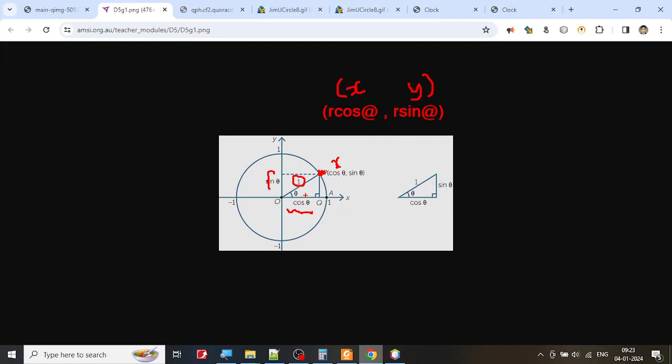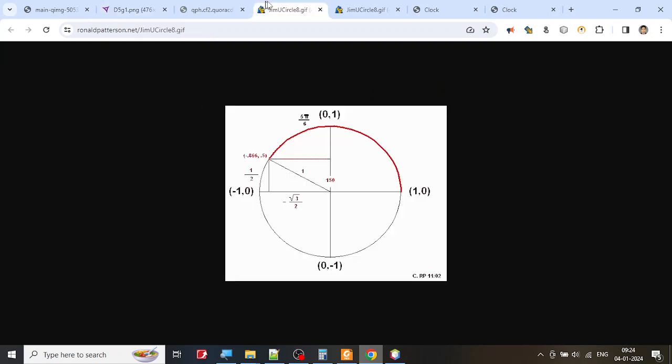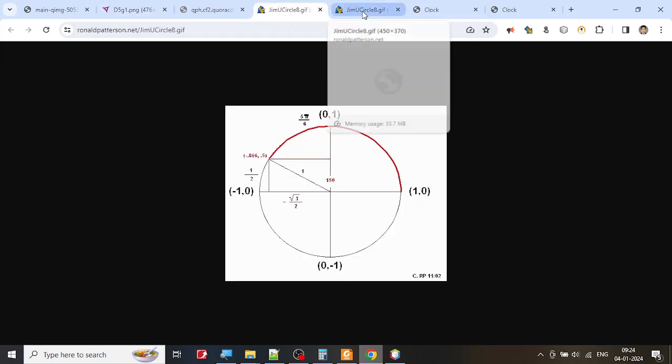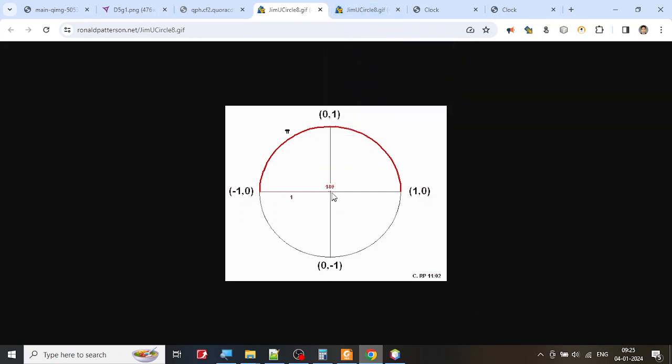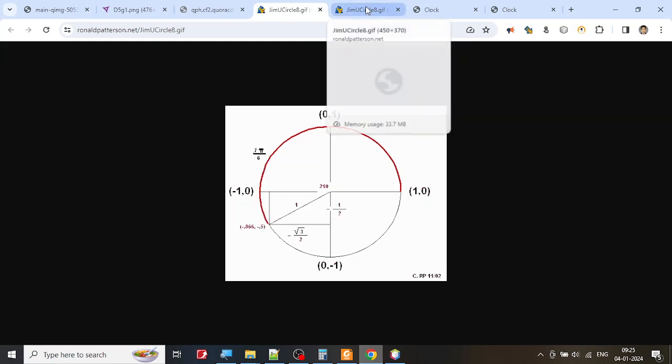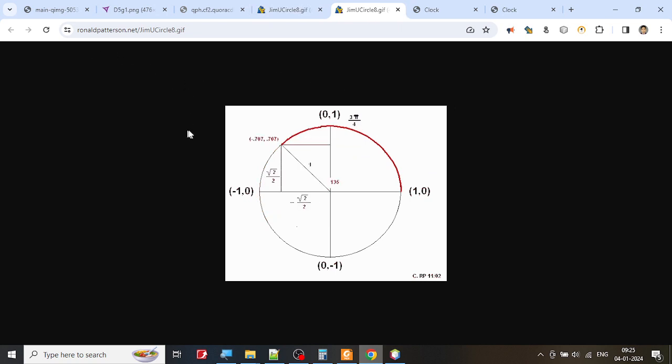So as this theta value changes, the value of x and y changes. For example, let me show it from here. This is a GIF file. You notice that as the value of theta changes, the value of x and y are changing. So constantly these x, y values are changing.